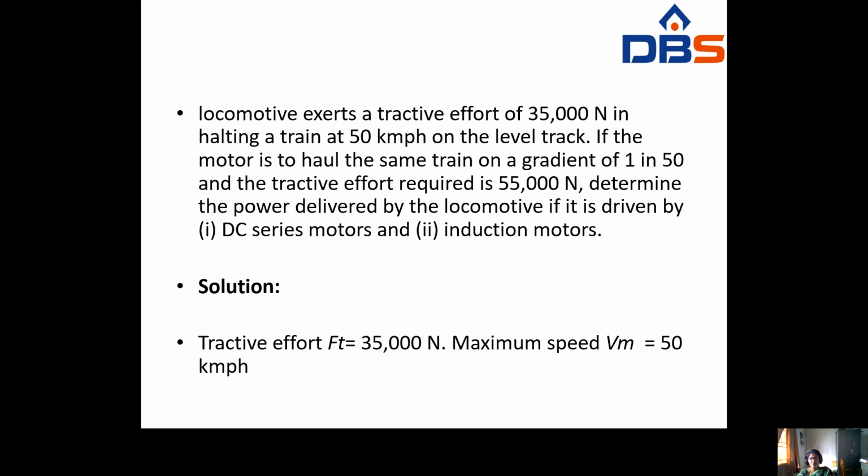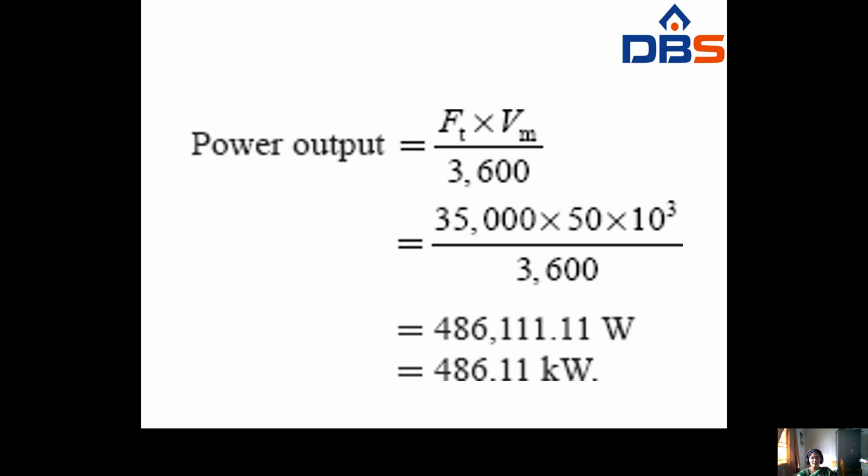Okay, so now you have to find out the power value if it is driven by DC motors, and the second one is if it is driven by induction motors. So first here you have to write tractive effort Ft equal to 35,000 newtons, maximum speed V equal to 50 km per hour. At that time power output will be given as Ft into Vm by 3600. So Ft value 35,000, V value 50 kilometers, which you have to convert into meters, into 10 cube divided by 3600.